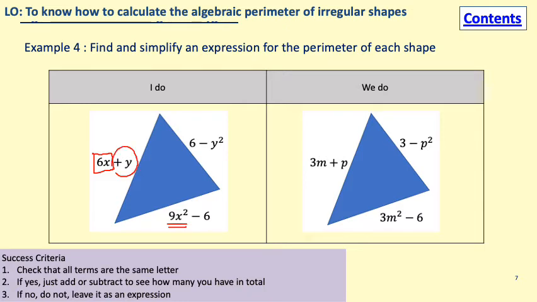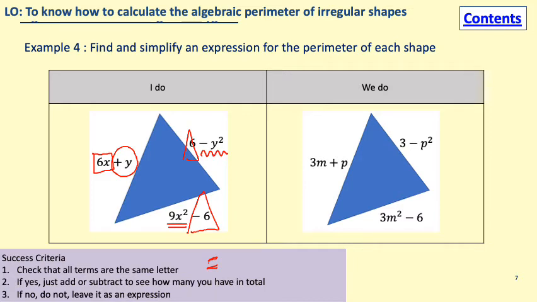For my positive y, I'm going to give that a circle. Again, this here is negative y squared, so that can't pair up with the y because it doesn't have the same power. The only thing that we're going to be collecting here, I'll put in some sort of triangle, is the numbers that are on their own. They're the constants, we call them, because they don't change.